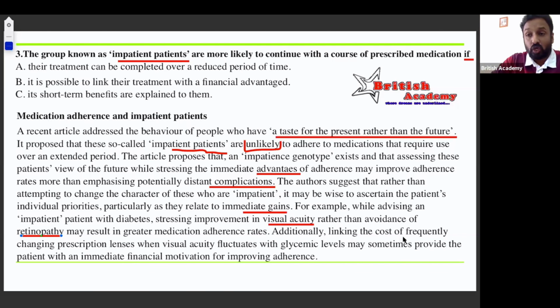Additionally, linking the cost of frequently changing prescription. Now, here many people get confused. It says additionally linking the cost of frequently changing prescription lenses when visual acuity fluctuates with glycemic levels may sometimes provide the patient with an immediate financial motivation. Please pay attention to this word. This is not a financial benefit. This is financial motivation for improving adherence.